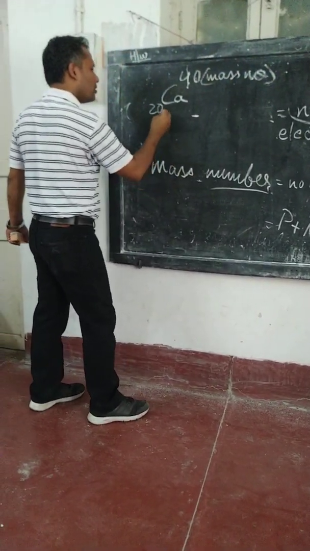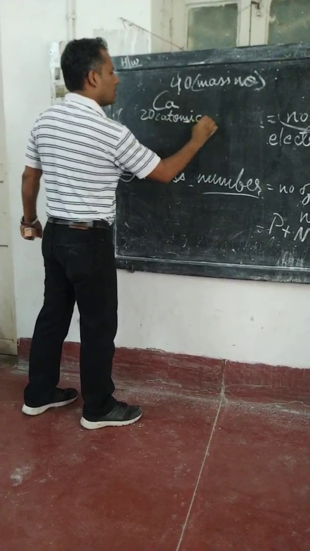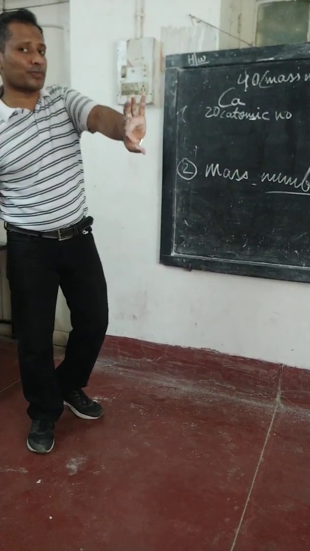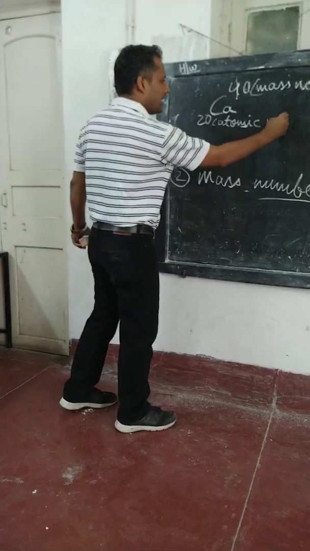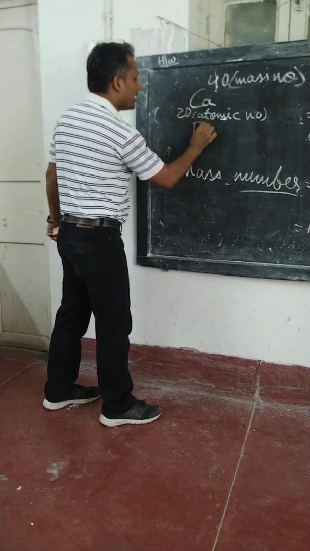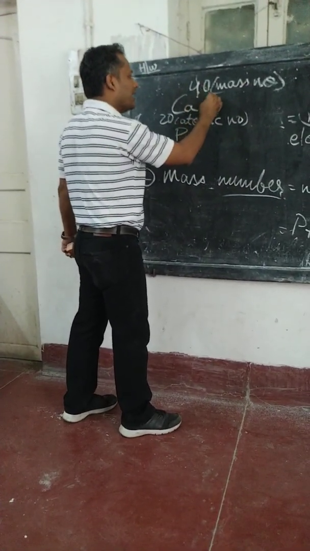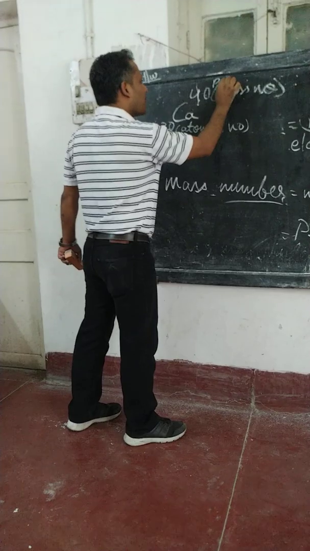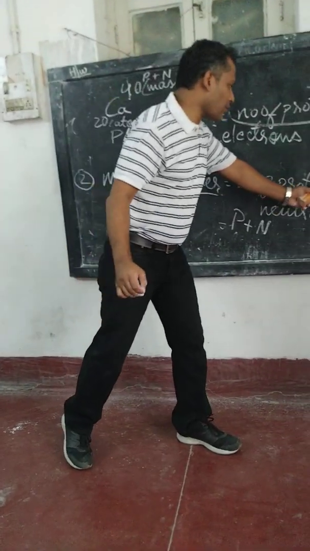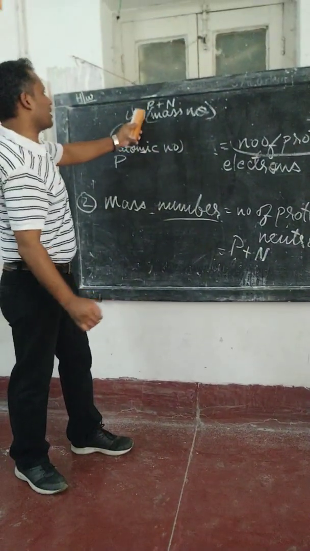And this will be your atomic number. So once again, atomic number is the number of protons present in an atom. So when I say that calcium has an atomic number of 20, it means the number of protons is 20. Now when I say mass number is 40, it means protons plus neutrons is 40, because we have studied that mass number is the number of protons plus the number of neutrons. So P plus N, that is mass number, is 40.